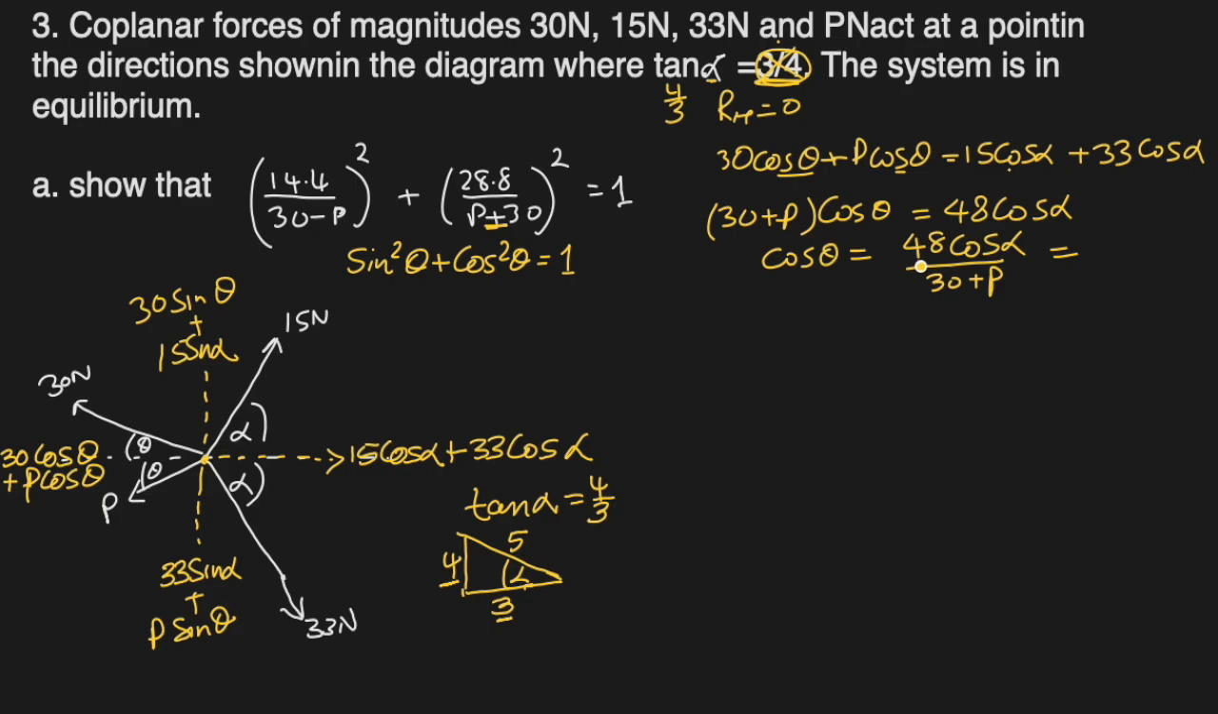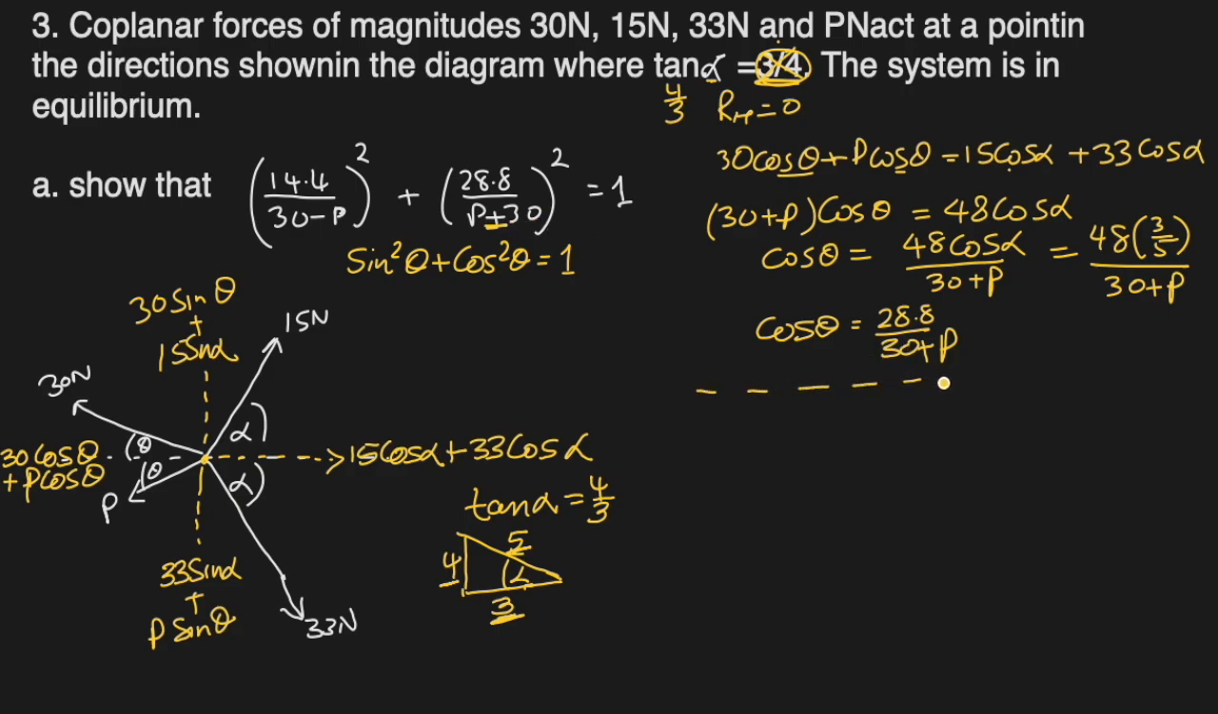So we can substitute this cos alpha now. It will be 48 multiplied by cos alpha. Cos is adjacent over hypotenuse, so 3/5, divided by 30 plus p. And 48 multiplied by 3/5 will be 28.8 for sure. So cos theta, rather, comes out to be 28.8 over 30 plus p, or p plus 30. They have written p plus 30 here. That's correct for us also.